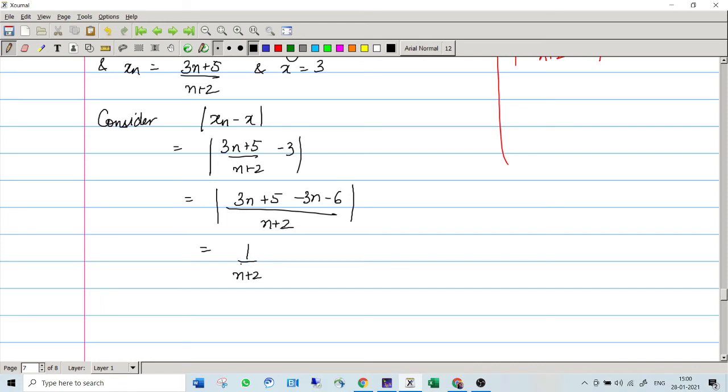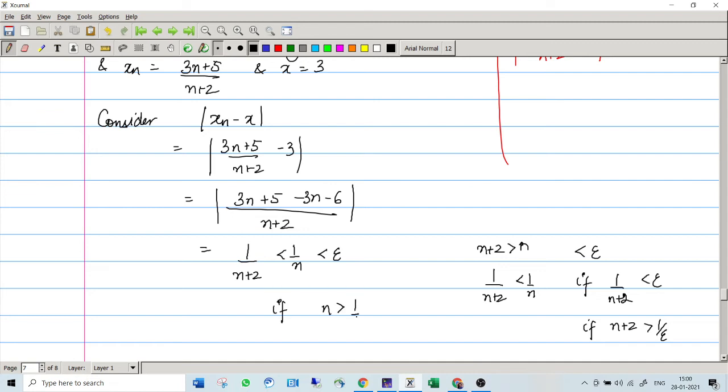Now, there's one more thing. Earlier we did that it is less than epsilon if 1 upon (n plus 2) is less than epsilon, if n plus 2 is greater than 1 by epsilon. But there is one more thing which you can do. See, n plus 2 is greater than n, first of all. So you can say that 1 upon (n plus 2) is less than 1 upon n. This is less than epsilon if n is greater than 1 by epsilon.